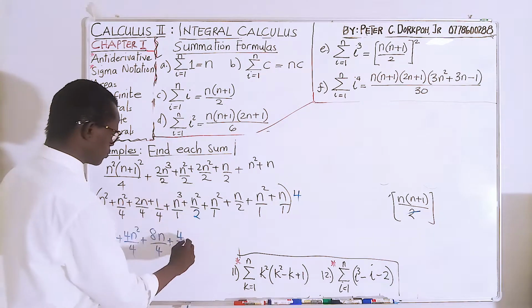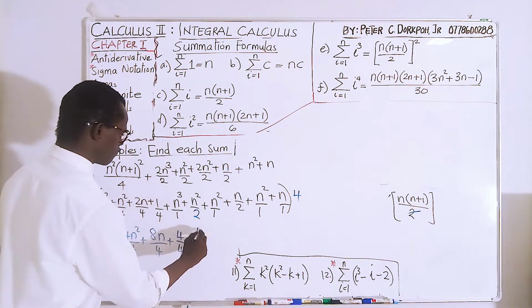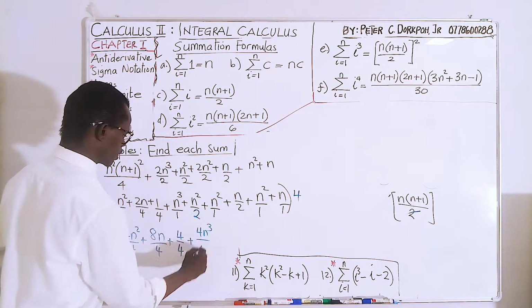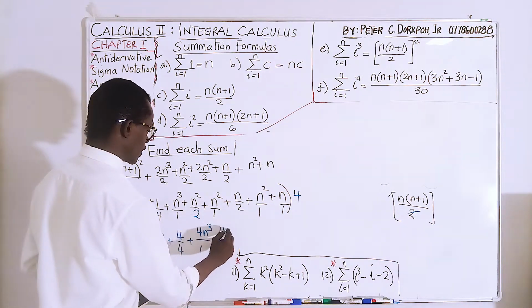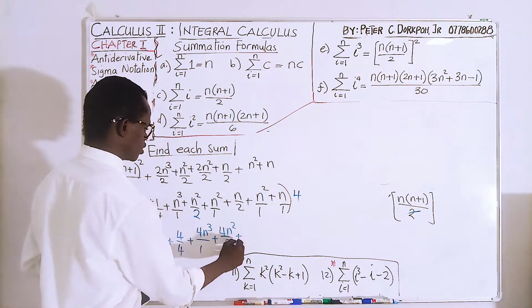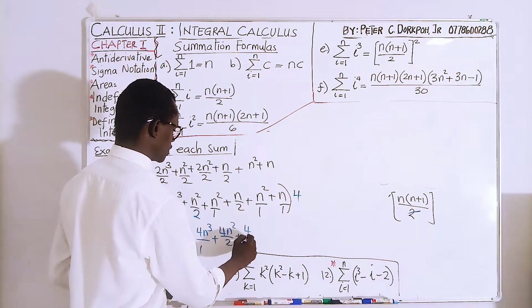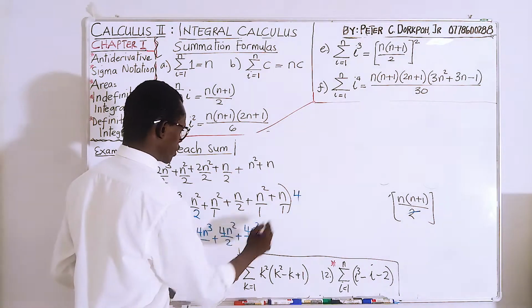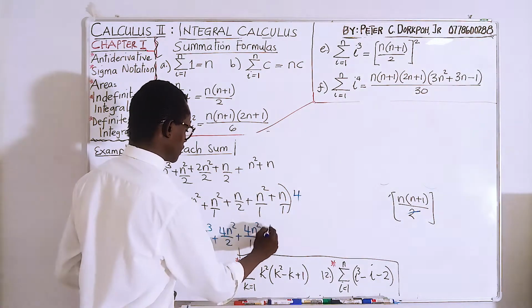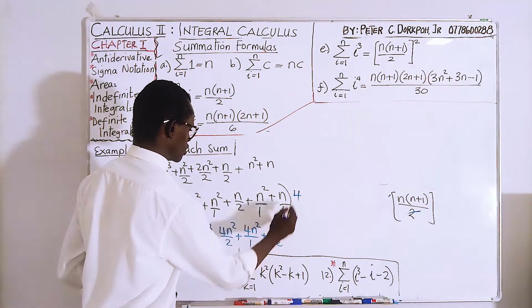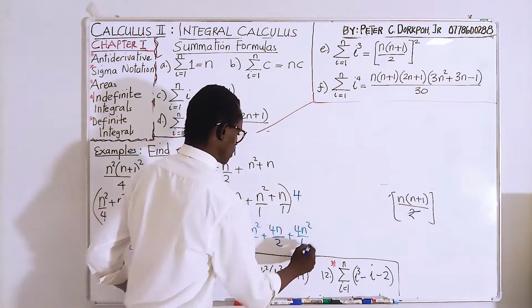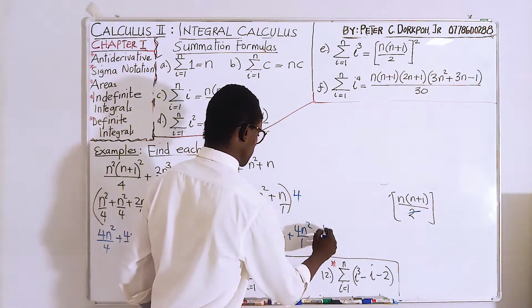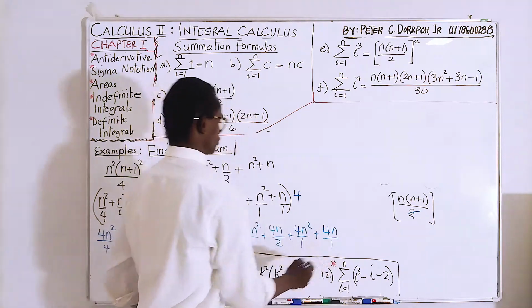4 times n cubed is 4n cubed over 1. 4 times n squared is 4n squared over 2. 4 times n squared is 4n squared over 1. 4 times n is 4n over 2. And 4 times n squared is 4n squared over 1. Plus 4 times n again is 4n over 1.